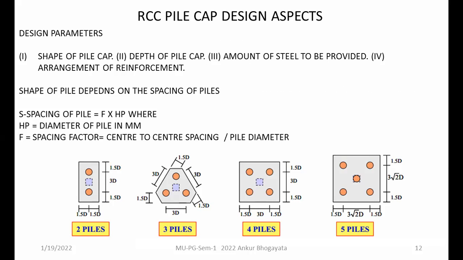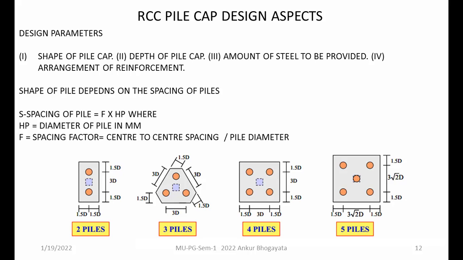There are some design parameters or design aspects that we have to focus on, and first is the shape of the pile cap. Shape of the pile cap depends on the number of piles available in a group. If you have a limited number of piles in a group, you can design them in whatever form you want. The only thing is you have to maintain the spacing of the piles and the placement of the main columns under which we are providing the pile cap.